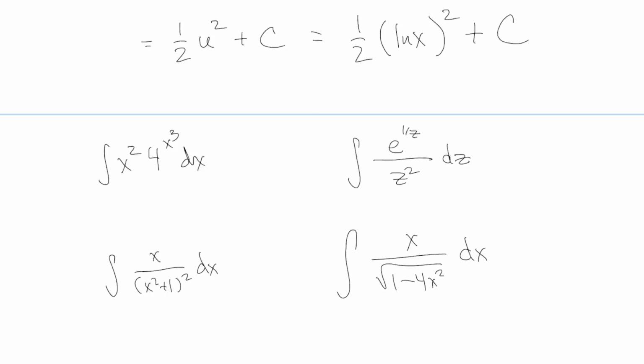This one? Yeah, you were looking in the right place, I think. So it would just be 4 to the u, or 1 over ln 4, 4 to the u, plus c. Okay. Still good here? Everyone okay?